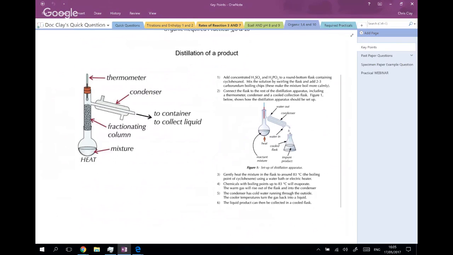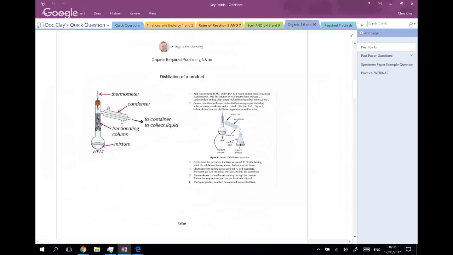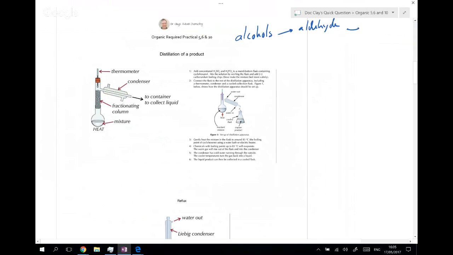The key one that you probably will have done is you would have reacted alcohols, and you would have gone from alcohols to either aldehydes, and then from the aldehyde you might have made a carboxylic acid, or you might have gone to form a ketone, and you'd have probably done tests for those. Equally, if you'd not done that, you might have gone from cyclohexene to make cyclohexanol.